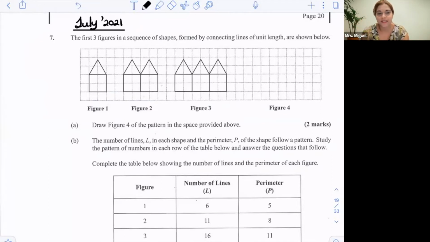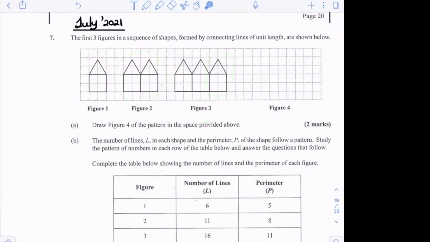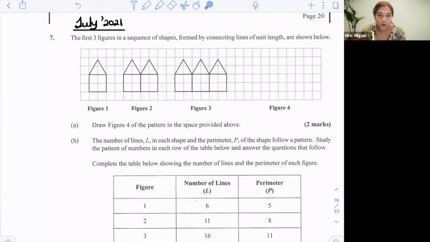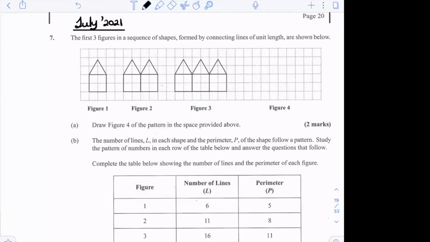So the first 3 figures in the sequence of shapes are found by connecting lines of unit length as shown below. Before we had the octagon and the square, here we have a square and a triangle. Let's follow the pattern. Figure 1 has 1 square and 1 triangle. Figure 2, we add another square and a triangle to figure 1. And figure 3 is figure 2 joined by a square and a triangle. Do you all see that? Yes, ma'am. In your booklet, take 1 minute and draw what you think figure 4 should look like. And I will do the same.